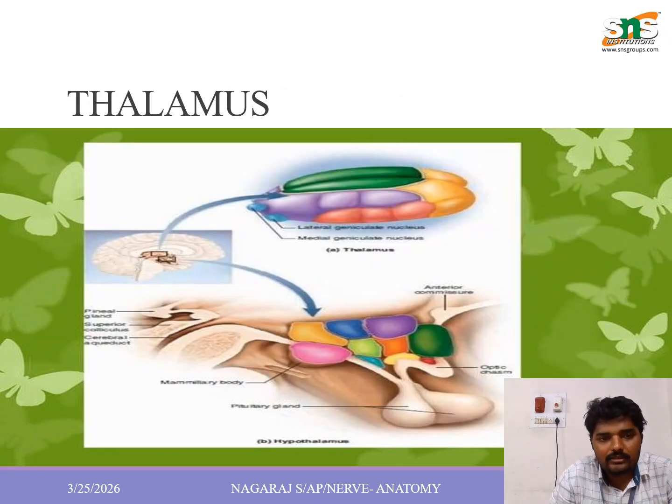Then the thalamus. The thalamus is mainly the center for the lateral geniculate body and medial geniculate body. It transmits impulses from the body. Then it goes to the anterior commissure, then the corpus callosum, then the pituitary gland.